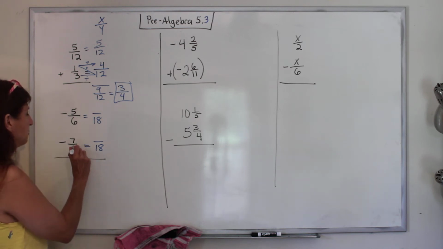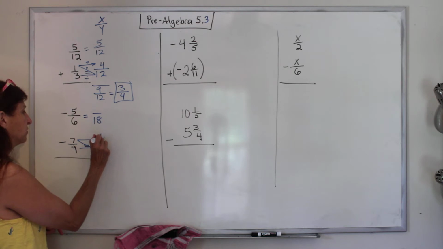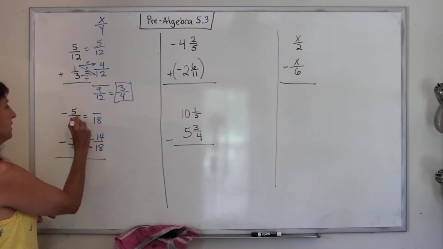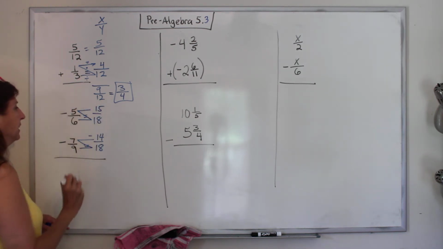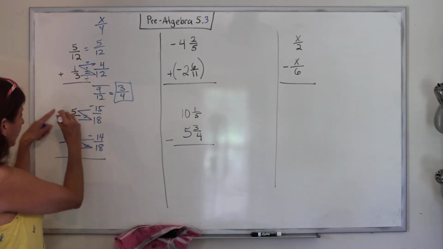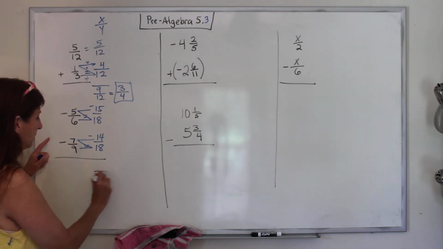Alright, so now we do the z problem. 9 goes into 18 2 times. 2 times 7 is 14. And this will be a negative 14. Now we're going to do this one. 6 goes into 18 3 times. 3 times 5 is 15. So, and this is negative 2. I do my math here, and it's negative and negative, so here's my denominator, 18.